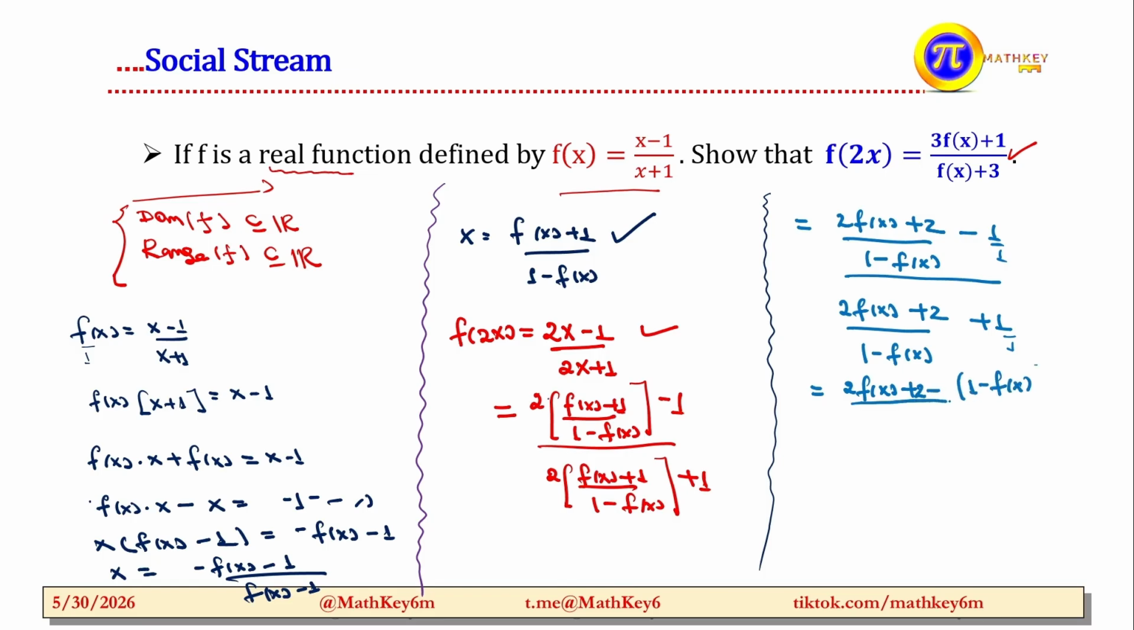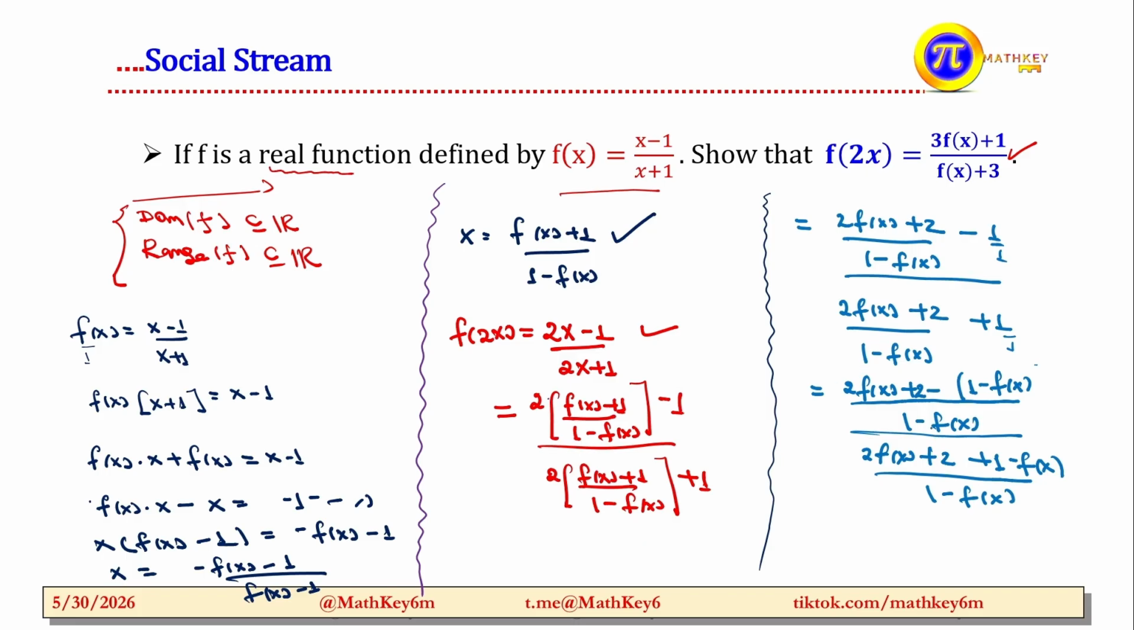over 1 minus f of x, taking the LCM again, 1 minus f of x. So this is twice f of x plus 2 plus 1 minus f of x divided by 1, which means 1 minus f of x. So 1 minus f of x times 1 is 1 minus f of x, divided by, again, 1 minus f of x. And 1 minus f of x must be different from 0.